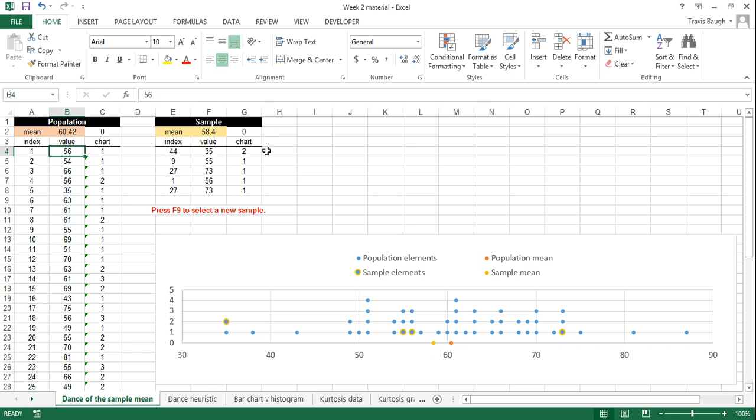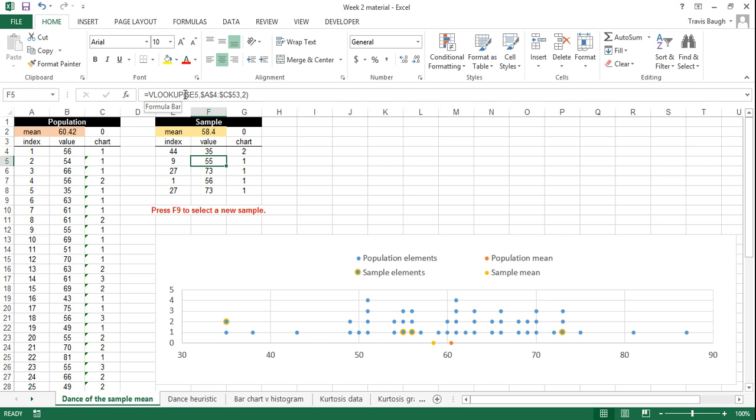Then over here, I am asking Excel to randomly select 5 different values from the population. If you're interested, you can have a look at the function that I'm using here. It's just randomly choosing a number between 1 and 50. Then it's looking up that index value, so let's say 9. It looks that up, and then I've asked Excel to tell me what the corresponding value is. So that's this formula here.